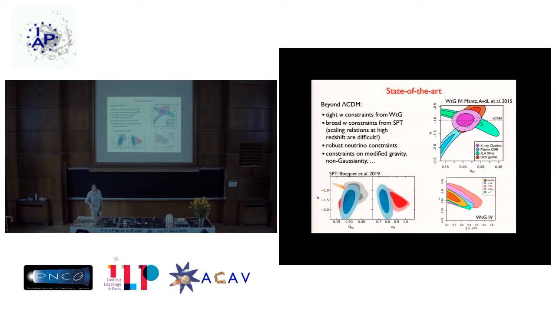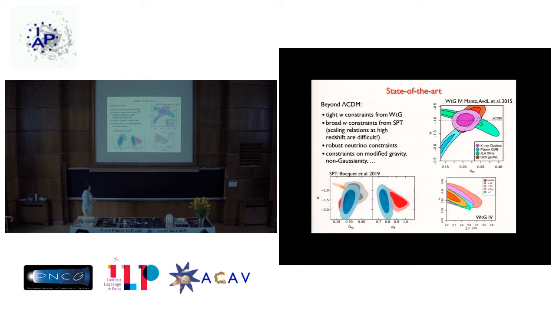To go beyond lambda CDM, in the Weighing the Giants and the SPT study, we go beyond and measure several parameters. So I've talked about the constraints on w from Weighing the Giants. It's quite tight. It's less tight from SPT. What this mainly reflects is that measuring scaling relations for high redshift clusters is way more difficult than at low redshifts. Both studies have also put constraints on neutrino masses, modified gravity, et cetera.